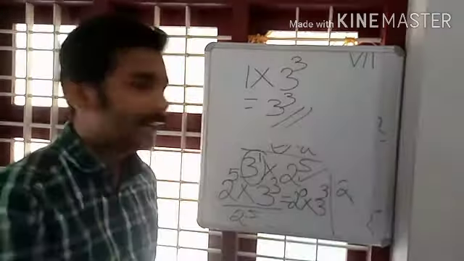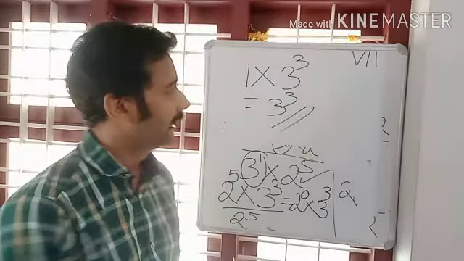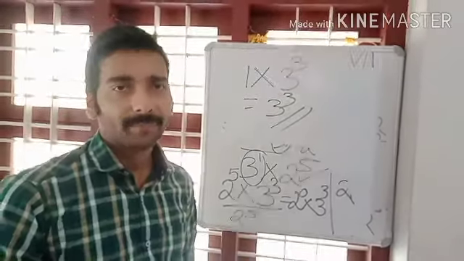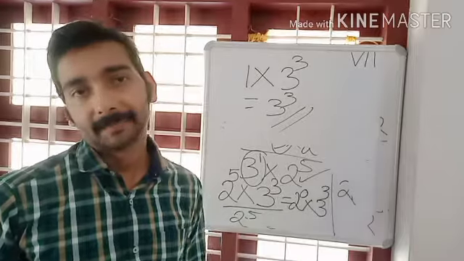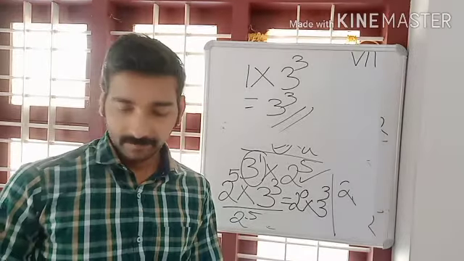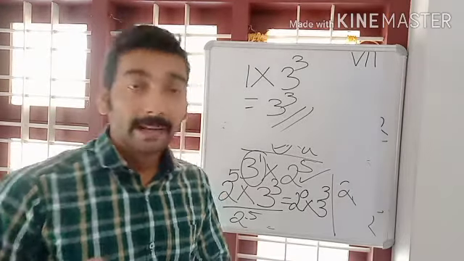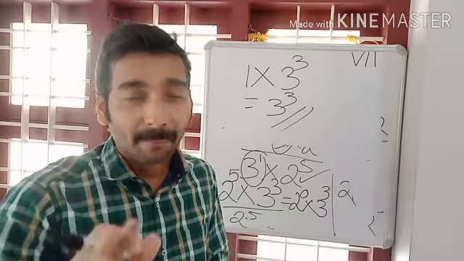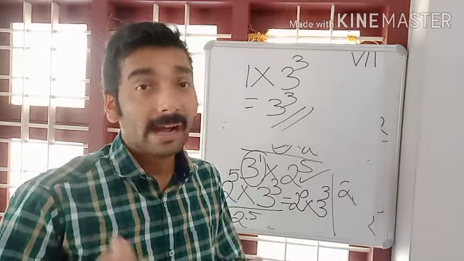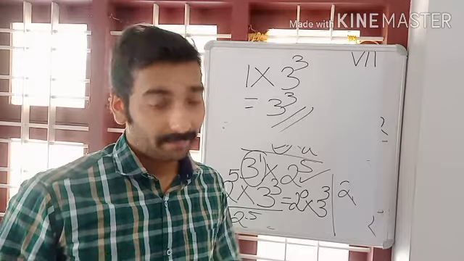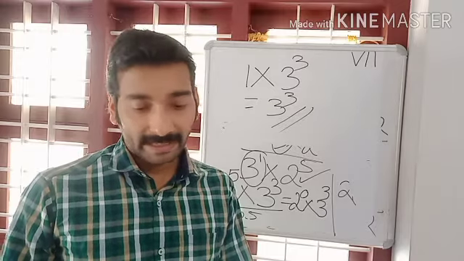Then you can multiply, it is your choice. 3 into 3 into 3 is the answer. That means 3 raised to 3. Clear? Okay. Then you write in your notebook. Very important types of questions. If you have any doubt, ask me.